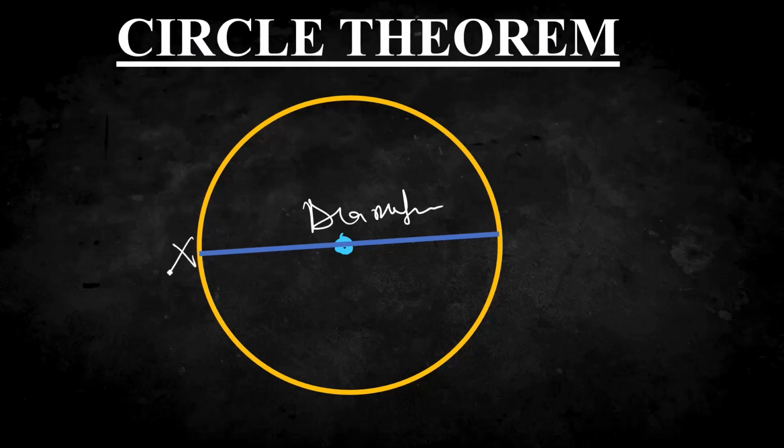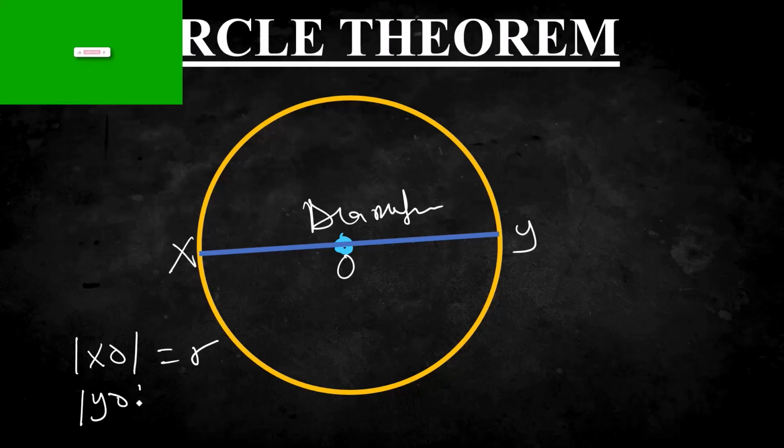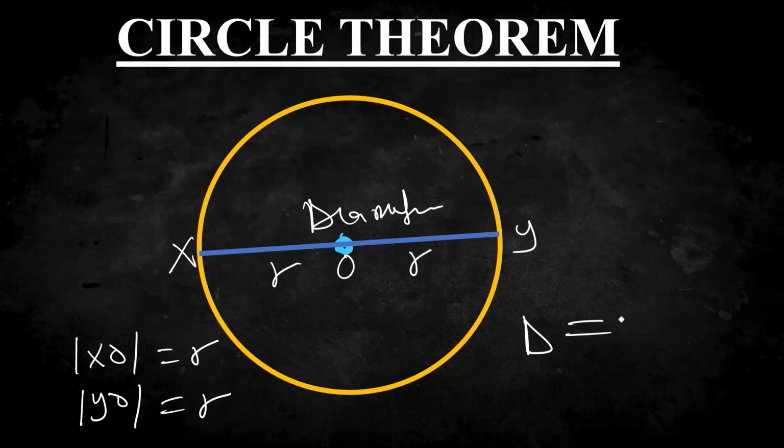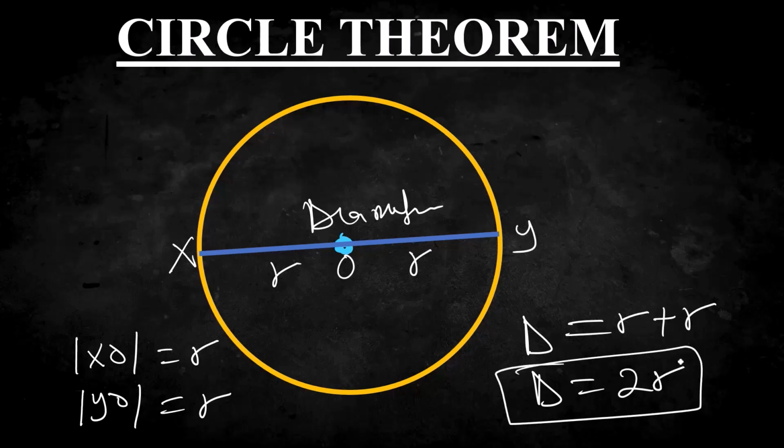Now let's call the points X, O, Y. We know line XO is a radius and line YO, or OY, is also a radius. So the diameter is the sum of the two radii. So d is the same as twice r. It means to find the radius, you divide the diameter by 2, and to find the diameter when you're given the radius, you multiply it by 2.